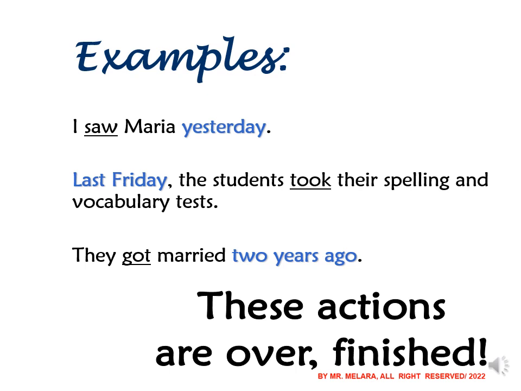For example, I saw Maria yesterday. Last Friday, the student took the spelling and vocabulary test. They got married 2 years ago. Check. These actions are over, finished. In the first case, saw is the past of see. In the second sentence, you use the signal word at the beginning or maybe at the end.